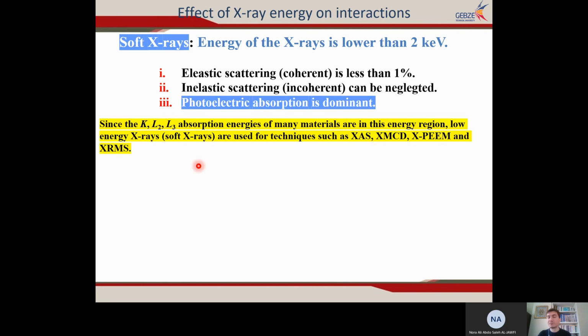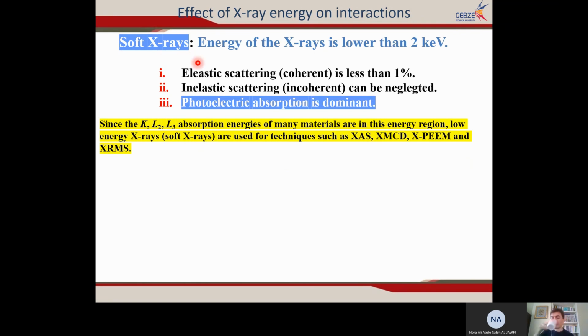are used for techniques such as XAS, XMCD, XMCD-PEEM, and XRMS. All of them are absorption methods, okay? So you are dealing with photoelectric absorption mainly. Of course, within these methods, you can also use fluorescence X-rays, which is also another absorption product, okay? But the mechanism is mainly dominated by photoelectric absorption. Do you have any question here related to soft X-rays?